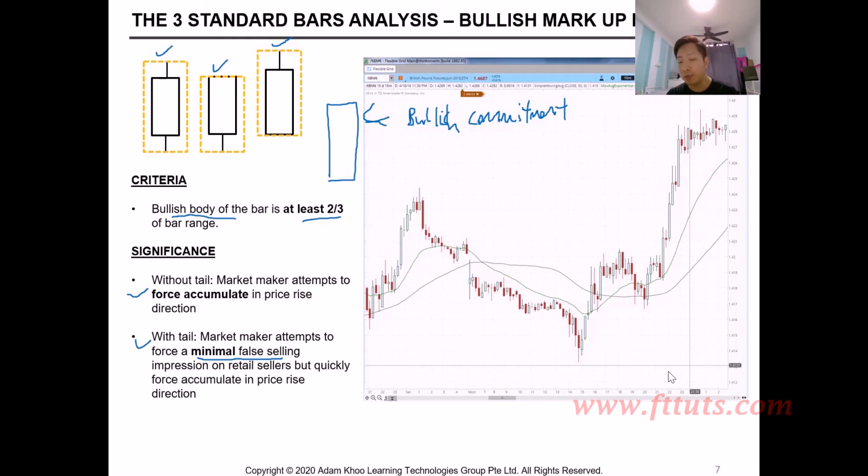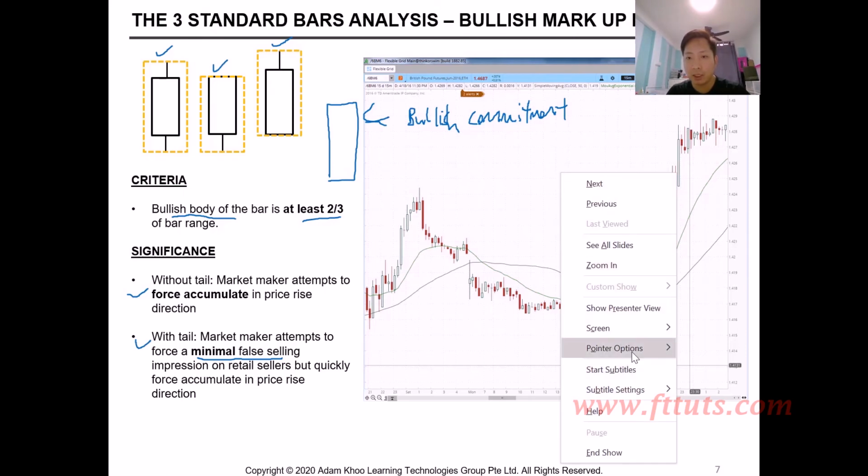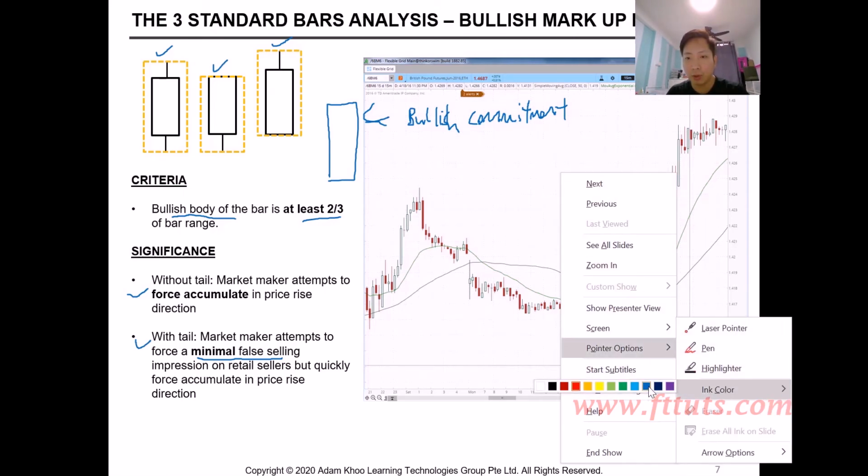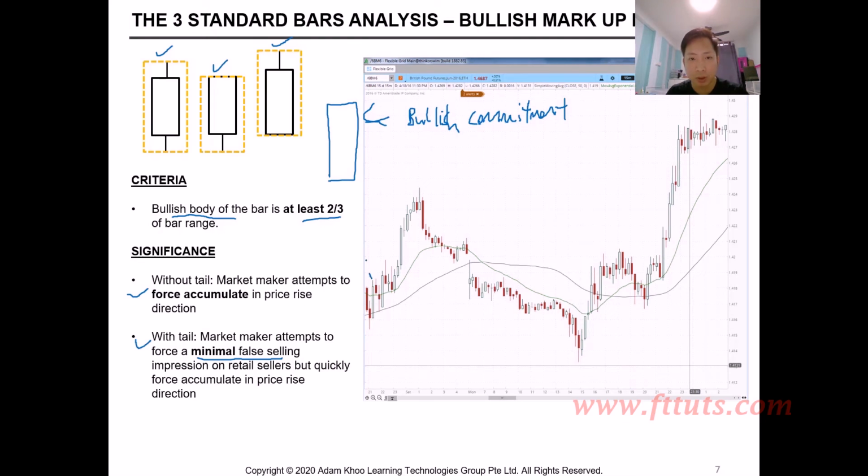You can actually pause the video and practice identifying them before I show you which ones are the bullish markup bars. Okay, so now let me go into my blue color and identify them for you as well. So this is the one, this is the one, this is considered one, this one, this one, and so on.